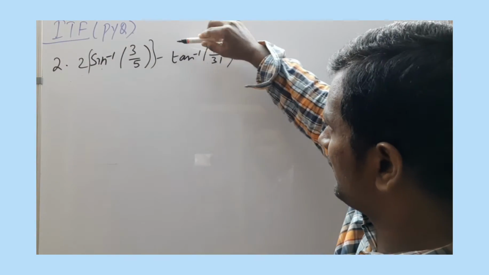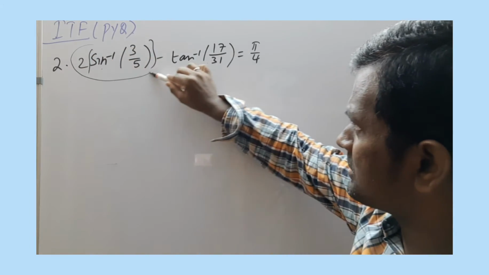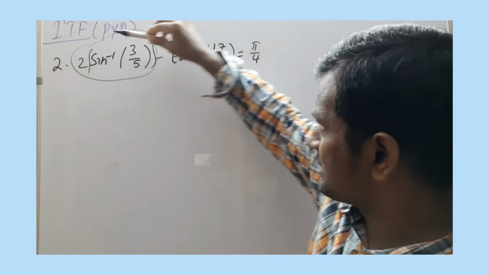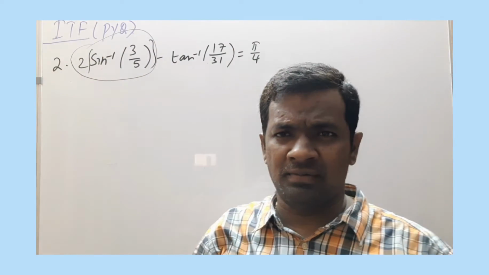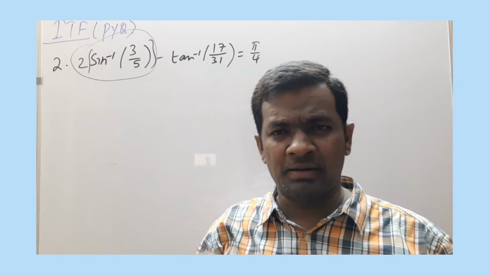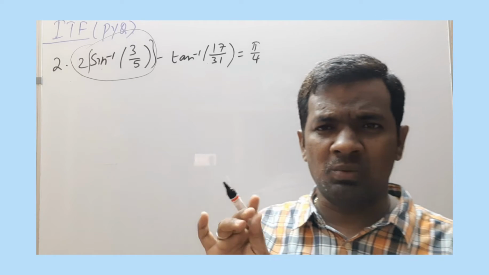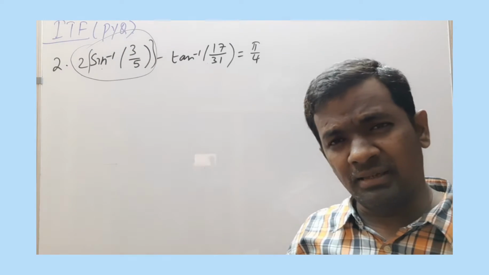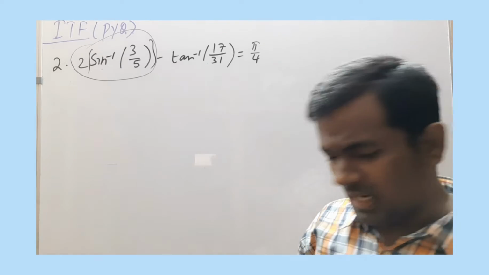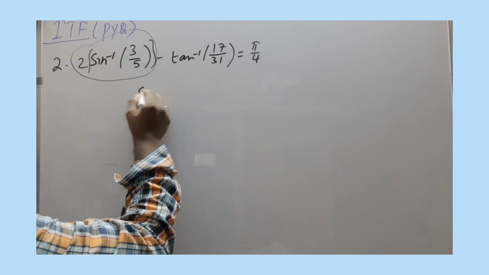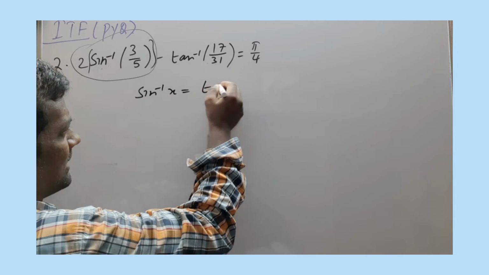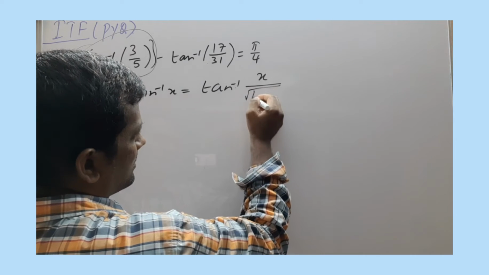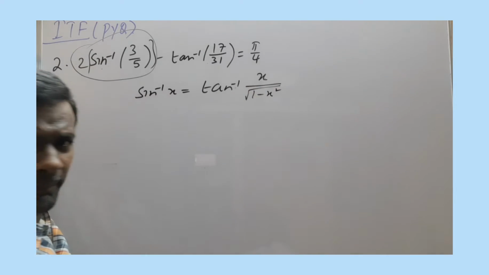In fact, see, if this is converted in terms of tan inverse, then I can apply tan inverse x minus tan inverse y as tan inverse of x minus y by 1 plus xy. I can prove the RHS quite easily. Now the question is how to convert sine inverse in terms of tan. Yes, observe carefully, we have a relation: sine inverse x can be written in terms of tan inverse as tan inverse x by root 1 minus x square.